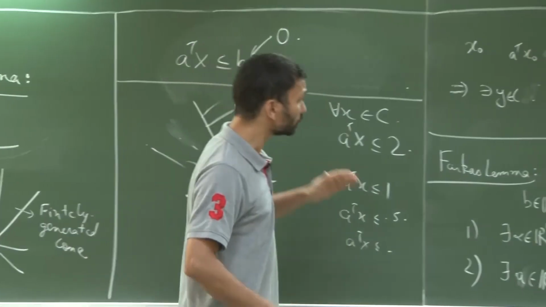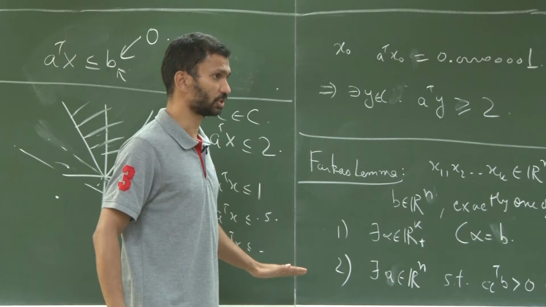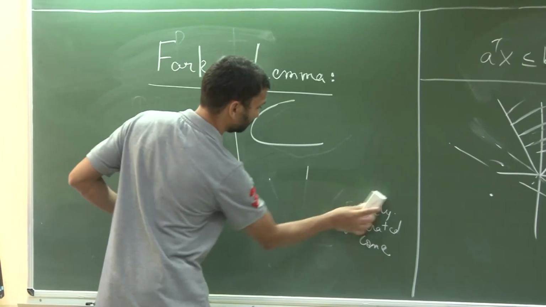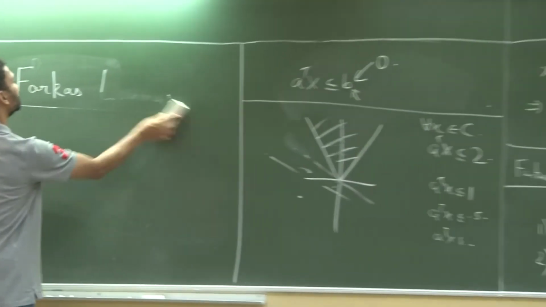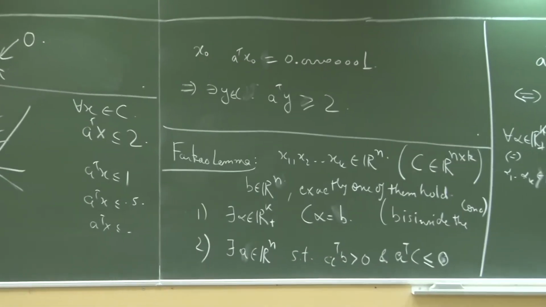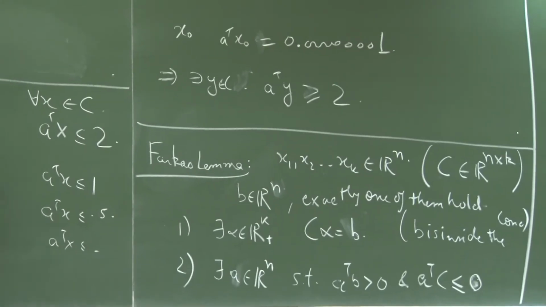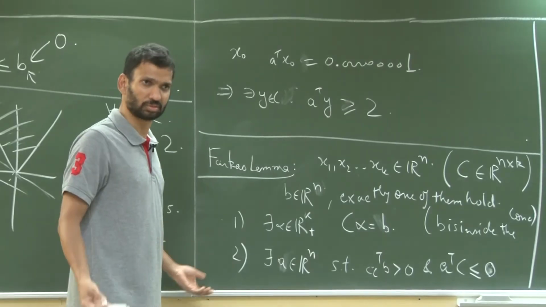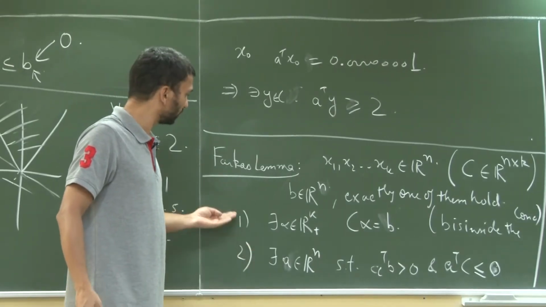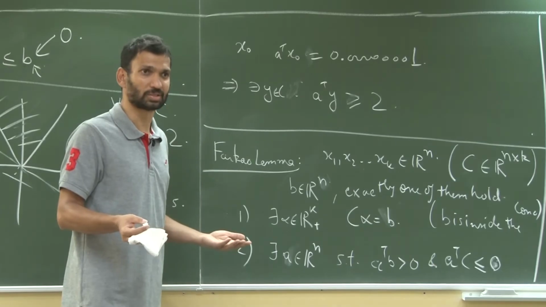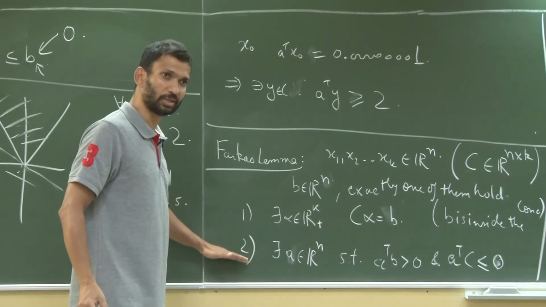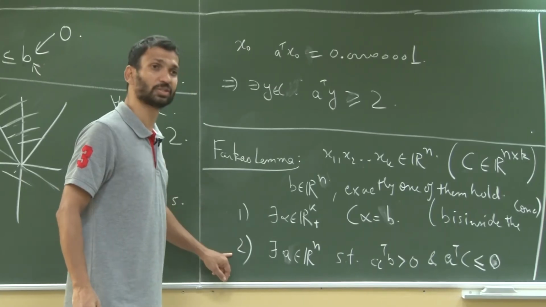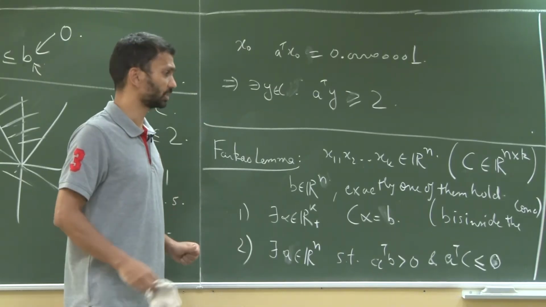Sounds good? So now we know this is a hyperplane separation theorem between a cone and a point. Let's prove it. Which direction is easy? What you want to show is both of them can't hold together. If this doesn't hold, then this holds. How do you prove that exactly one of two things holds? Both of them can't hold simultaneously. If this holds, then this. If this doesn't hold, then this holds. Which is the easy direction?